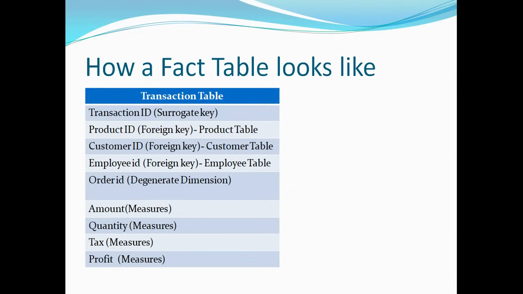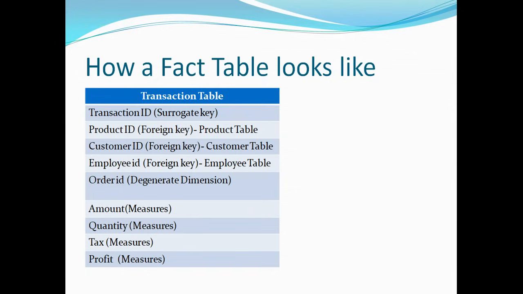This is how a fact table looks. The first is transaction ID, which is a surrogate key. It is optional. Not every fact table will have a surrogate key, but some of them may have it. Then we have the foreign keys, the primary keys of the dimension tables: the product table, which signifies the product that is being sold, the customer who bought that product, his ID, and the employee table. Now this order ID is a degenerate dimension.